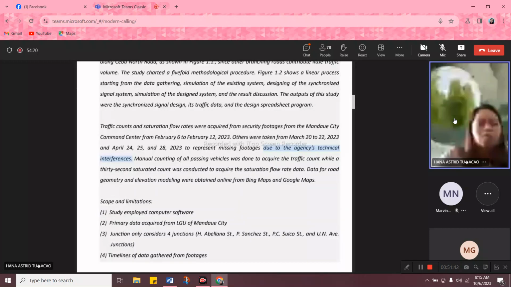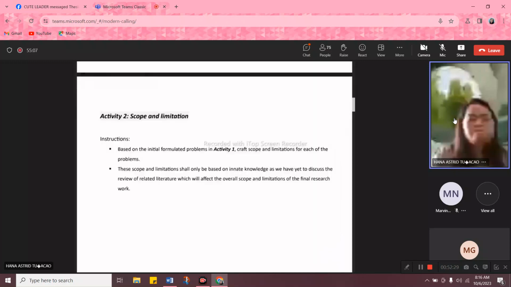The study employed computer software. I think they did not specify it yet, because they are still asking permission to get the data. It seems their communications have started, asking to be given free use, but as to the limitations of the functionalities of the software, they will have to work it out. Primary data will be taken from the LGU. They consider these junctions and the timelines of the data gathered for the footage, CCTV footage or traffic count. Okay.